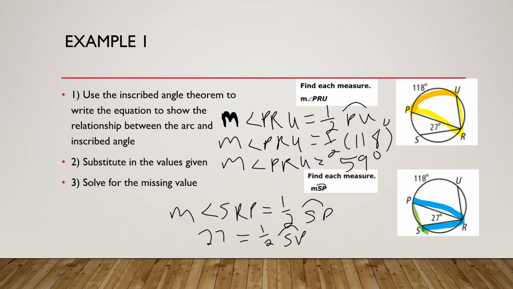Now we have to solve for that arc. To solve, we'd have to multiply both sides by 2. And when we multiply by 2, 2 times 27 is 54 degrees, which is equal to the measure of the arc SP.